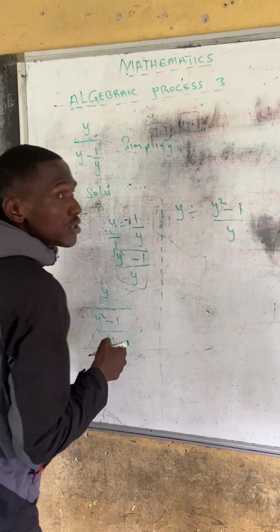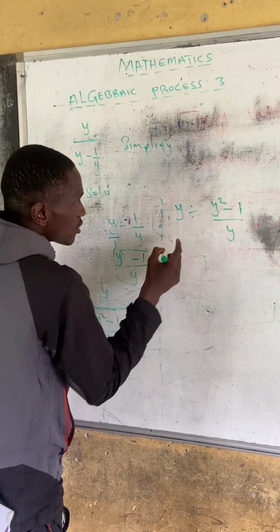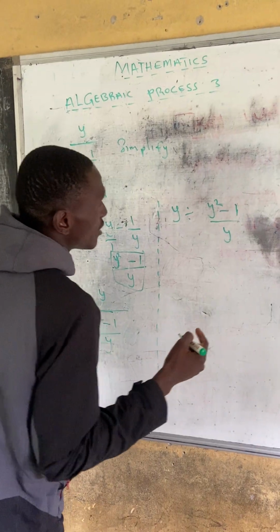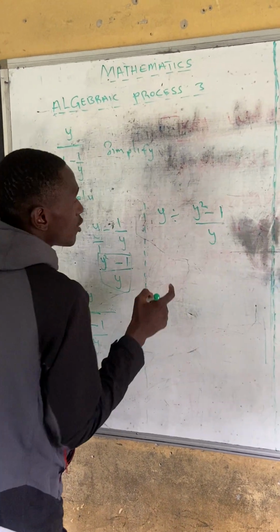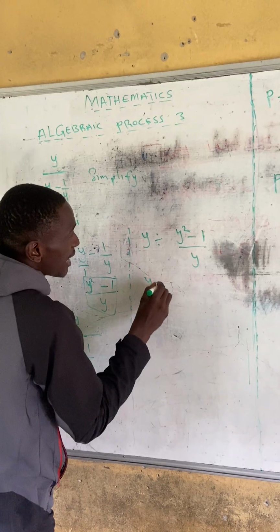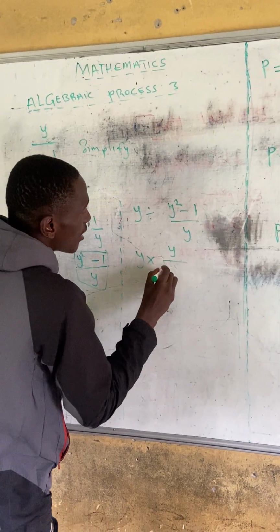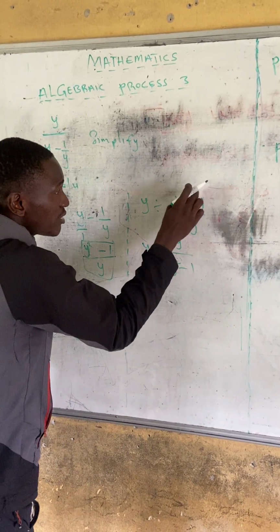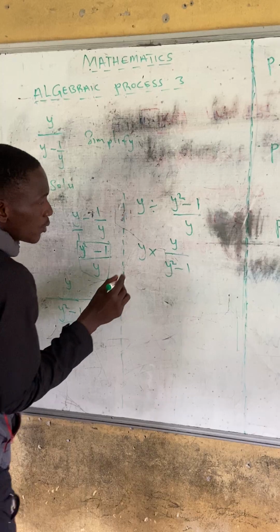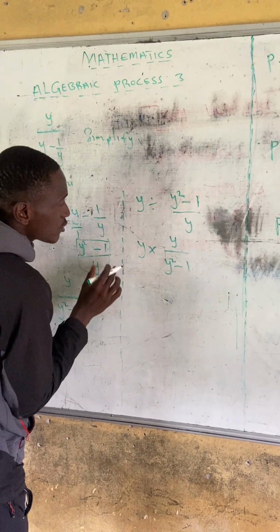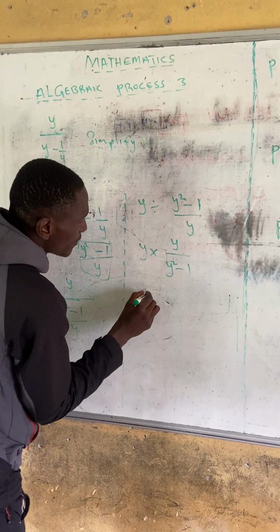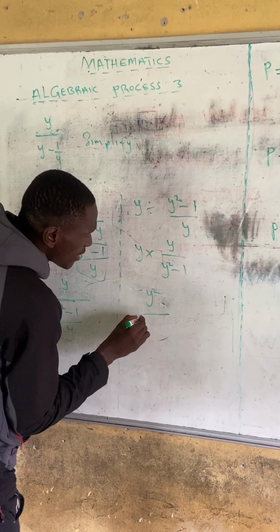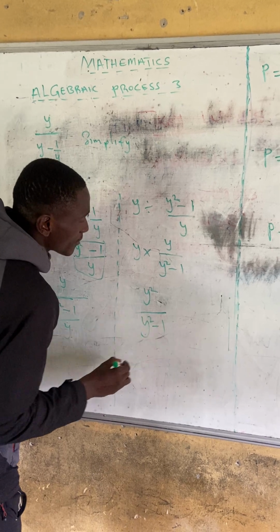Now we cannot work with division in fractions, so you turn it to times. Turning this to times, the right hand side of the denominator will go up and the numerator will come down. So we have y times y all over y raised to power 2 minus 1. The denominator, you take it up and bring the numerator down. So what is left here is just to multiply this to this, which should now give us y times y, that is y raised to power 2, all over y raised to power 2 minus 1.